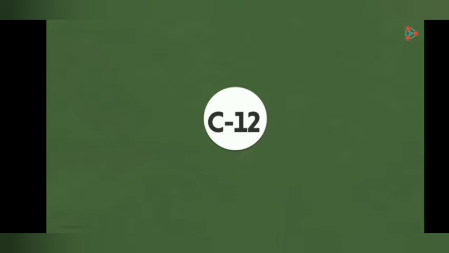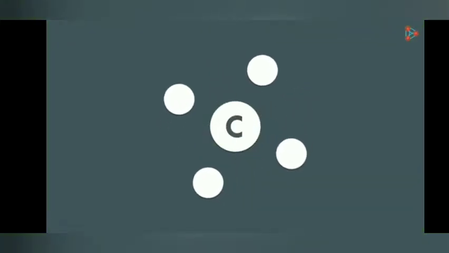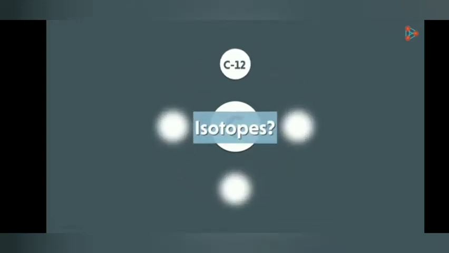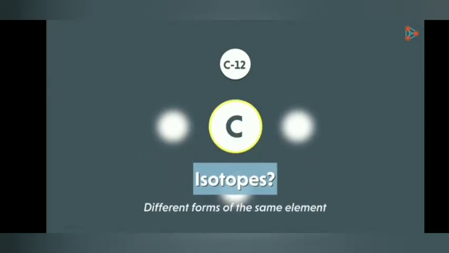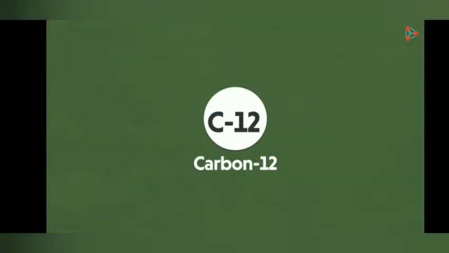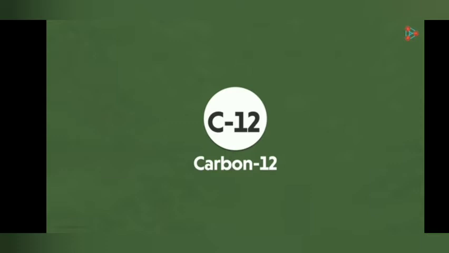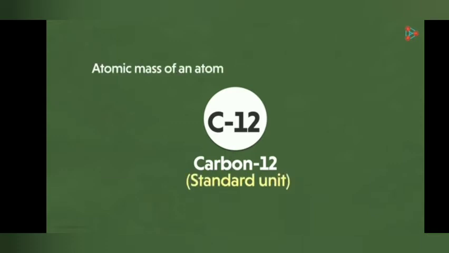Now, basically, carbon 12 is taken as a unit to represent the atomic mass. How it is taken: carbon has so many isotopes. Yes, it has 4 isotopes. Among those, carbon 12 is taken as a standard unit to represent the atomic mass. Yes, isotope means different forms of the same element. And carbon is present in all things, and due to that reason it is taken as a standard unit.